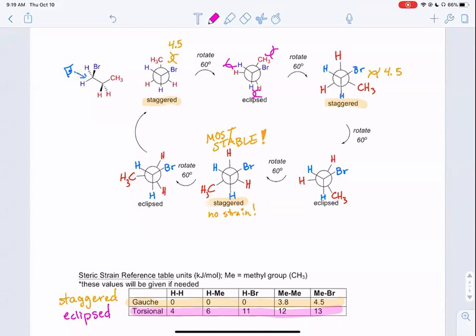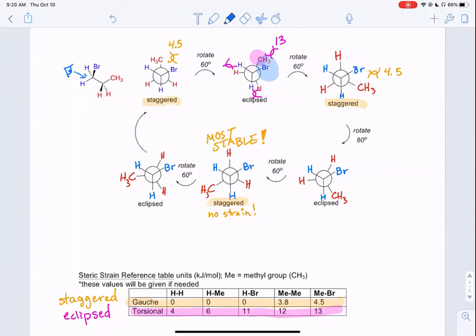I have a methyl bromine eclipsing interaction. That's a pretty big deal. Those are the biggest groups. So you can imagine, here's that methyl overlapping with, we'll just exaggerate, this big bromine. So there's a big electron cloud repulsion there. And that's why this is so huge. This is going to be 13 kilojoules per mole of energy associated with that.